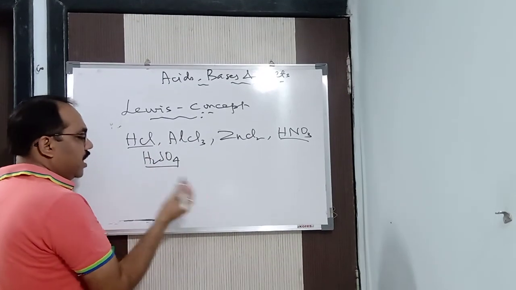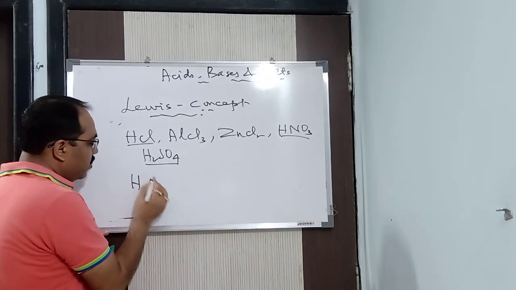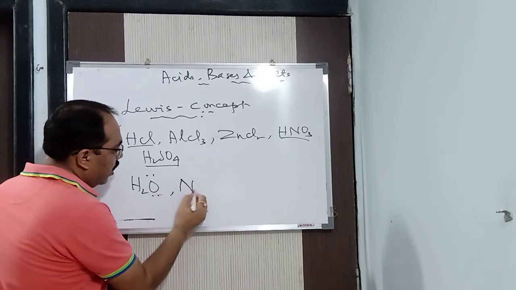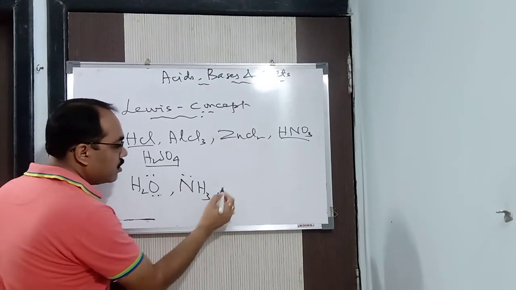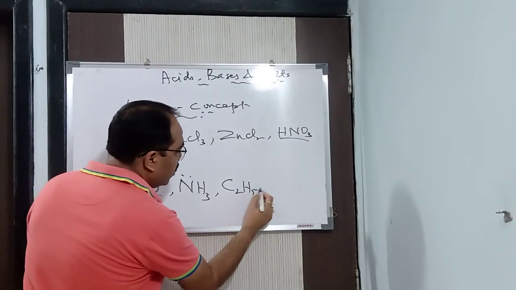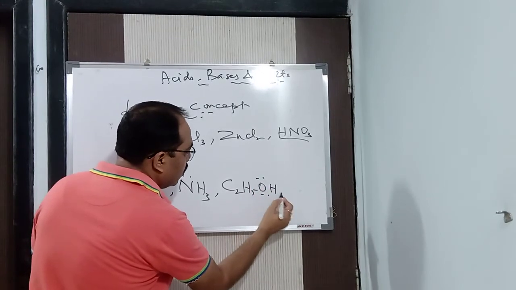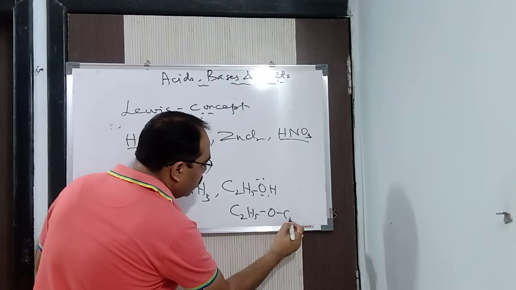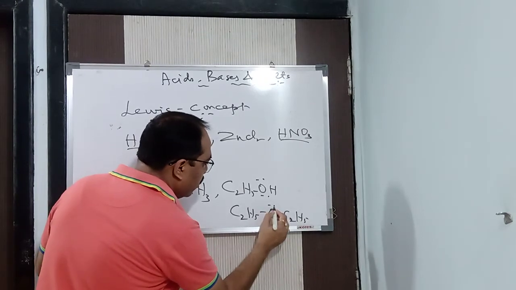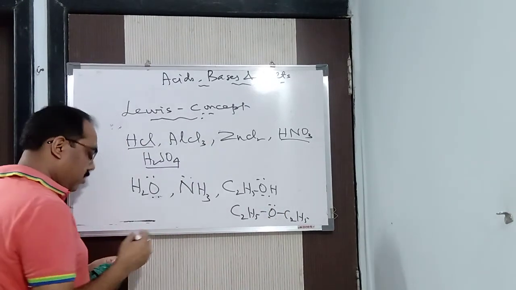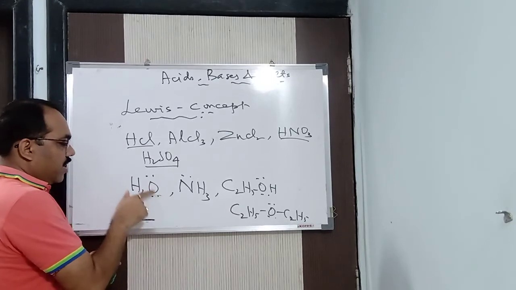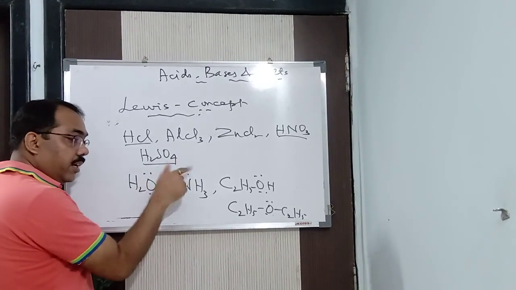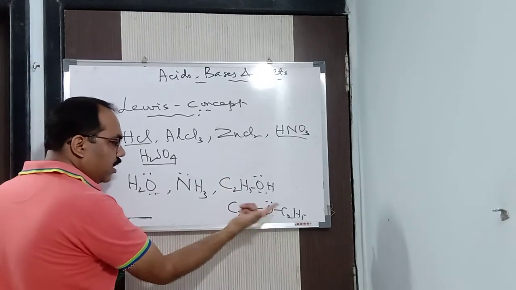Now Lewis base. Water is a Lewis base because in oxygen we have 2 lone pairs. Ammonia is a Lewis base. Ethyl alcohol, C2H5OH, is a Lewis base. Then ether, C2H5OC2H5, is a Lewis base. Now you must be wondering how they are Lewis bases. See here, water has 2 lone pairs, and it can give 1 lone pair. Ammonia, 1 lone pair it can give. Alcohol, same thing, and ether it can give.